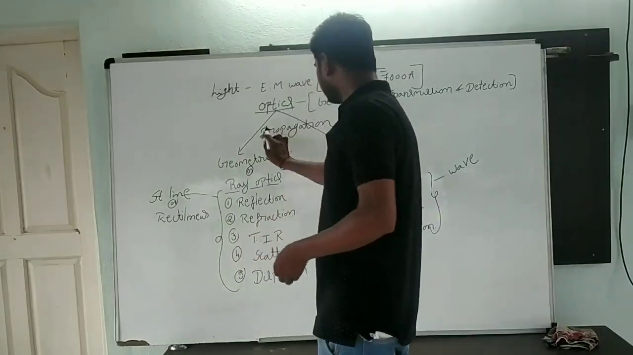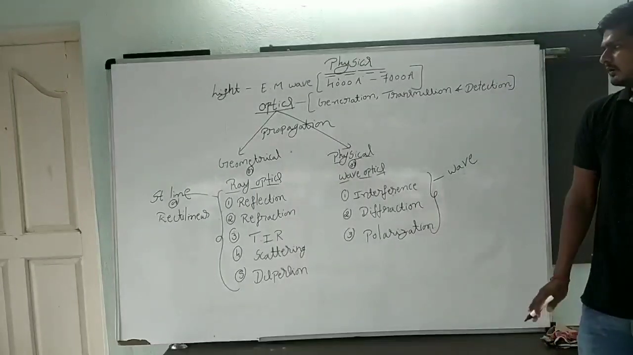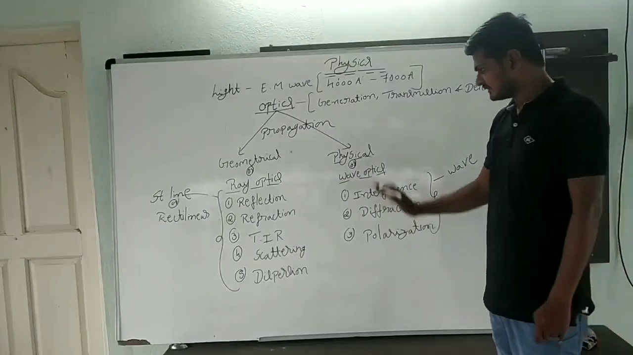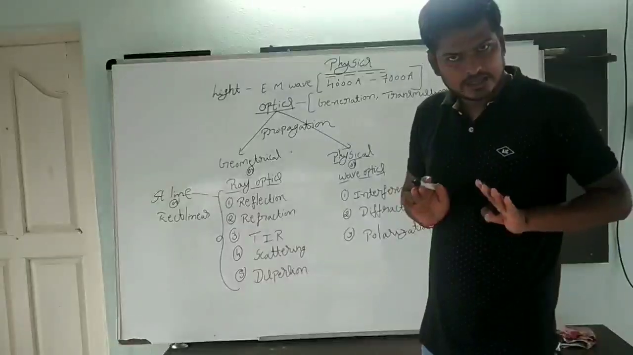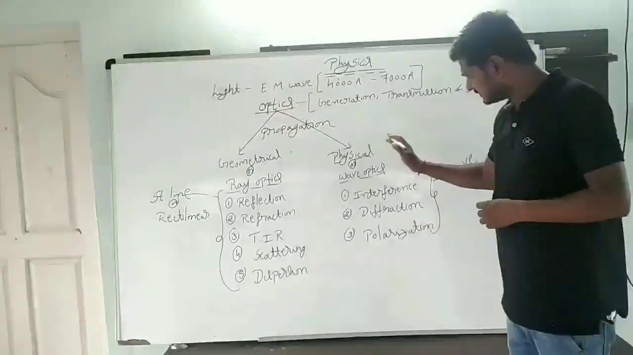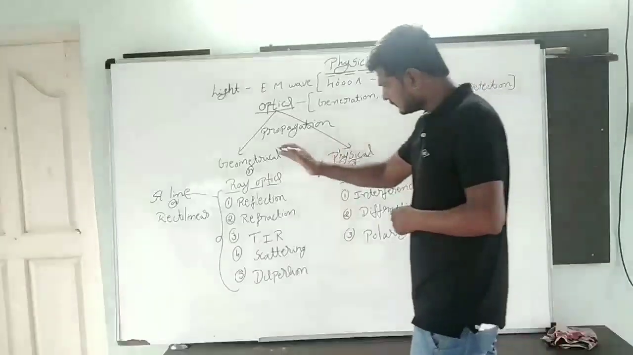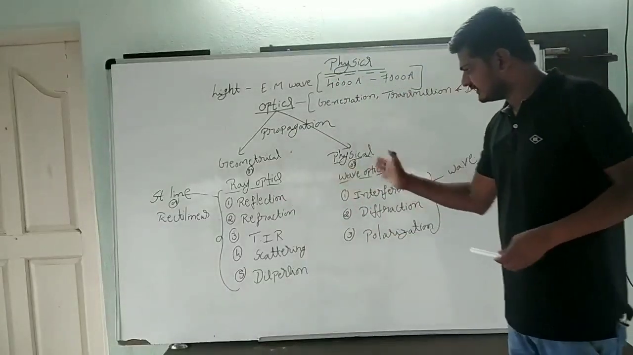Clear? Based on the propagation of light, we are going to classify optics into: ray optics or geometrical optics, and another, physical optics or wave optics. Clear? These are two branches of physics. In this branch, a few properties are explained by wave nature and a few properties are explained by ray optics. I'll explain later what the difference is.